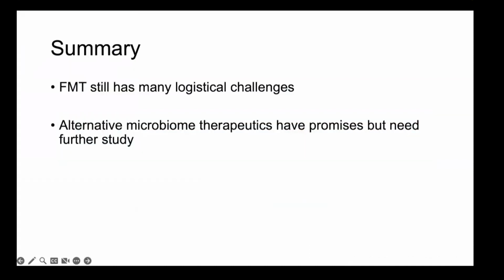So, kind of in summary of this portion, FMT still has many logistical challenges, and alternative microbiome therapeutics have promises, but need further study. But I think we're getting to the next stage of bacterial consortia therapy. So I would be on the lookout for some of those trials and some of that data, because a lot of those are in phase 2, phase 3 studies at the moment.